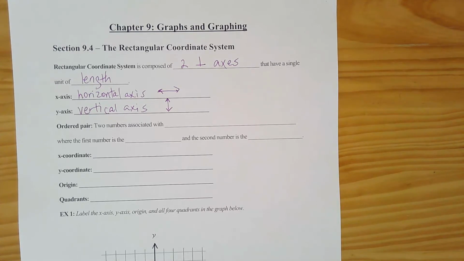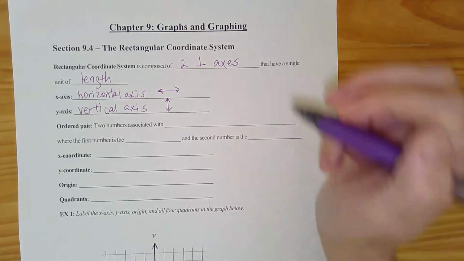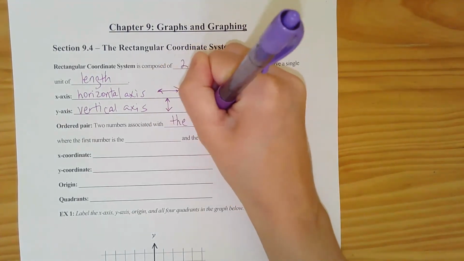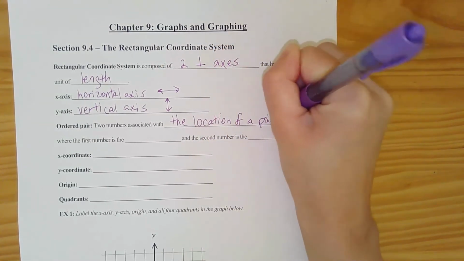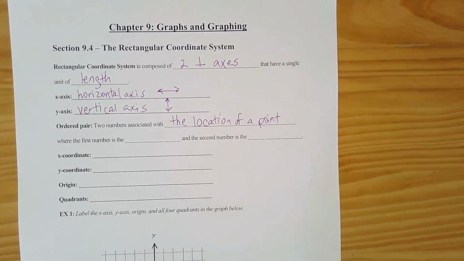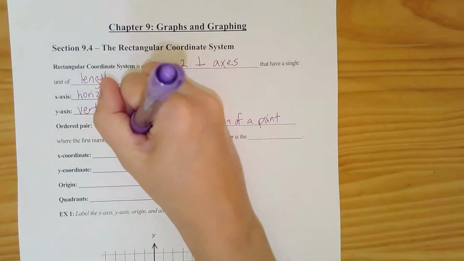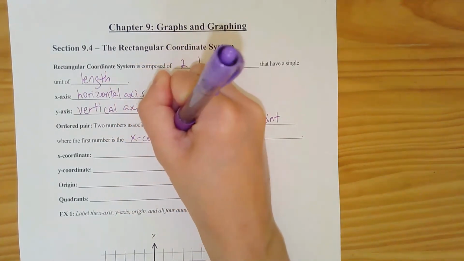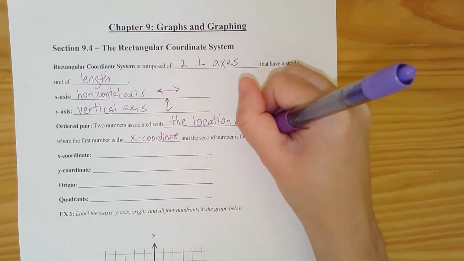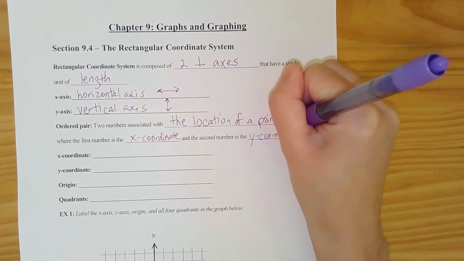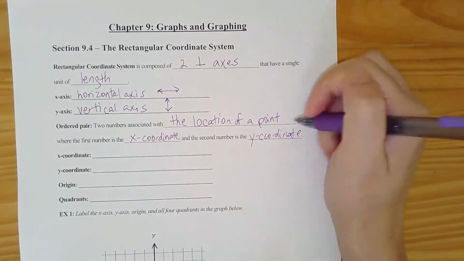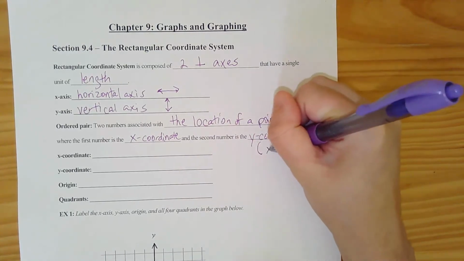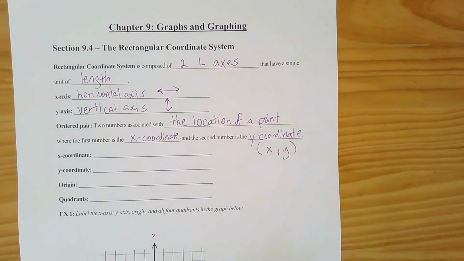Within that coordinate system, we have ordered pairs. So ordered pairs are two numbers that are associated with the location of a point. All right, so the first number in that ordered pair is the x-coordinate, and the second number in that pair is the y-coordinate. Okay, these ordered pairs are always in parentheses, so you're going to see it like this: parenthesis x-coordinate, comma, y-coordinate. That's what they look like.